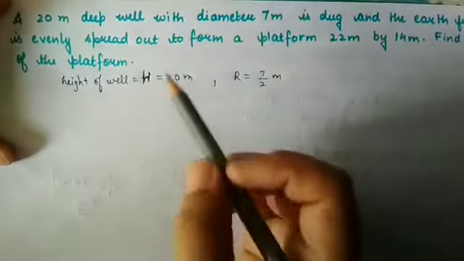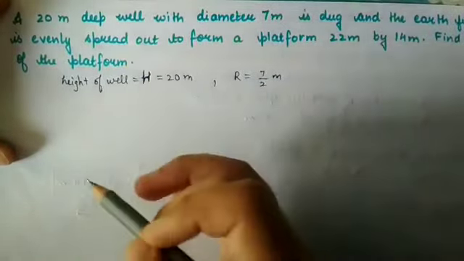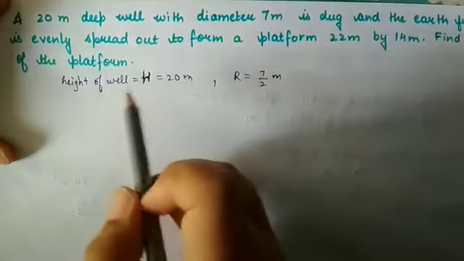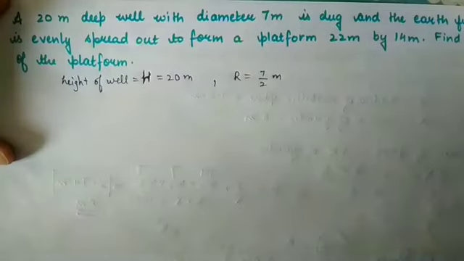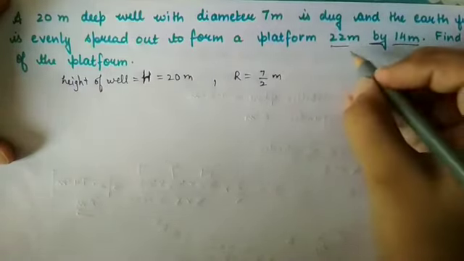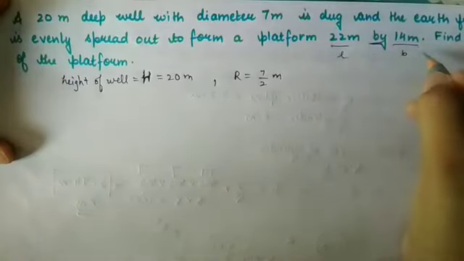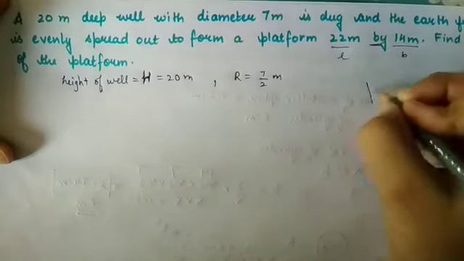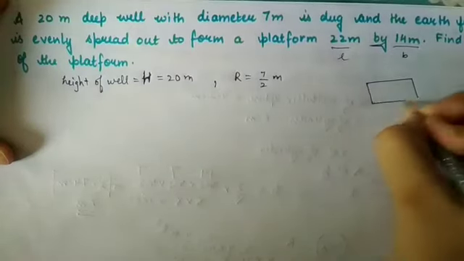Now the mud that was taken out while digging the well is spread out evenly in the shape of a platform, and the length and breadth, by which I mean multiplication, so length and breadth are given. We have to find the height of the platform. It means the platform is in the shape of a cuboid, like this it would be.